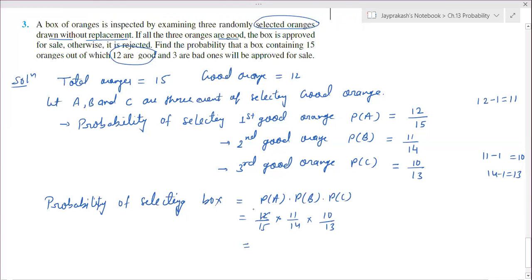So it's 4 3... No, it's not divisible by 4. Let's consider 2 7, 2 6, then 3 5, 3 2, 5 2. So the final answer is 44 upon 91.